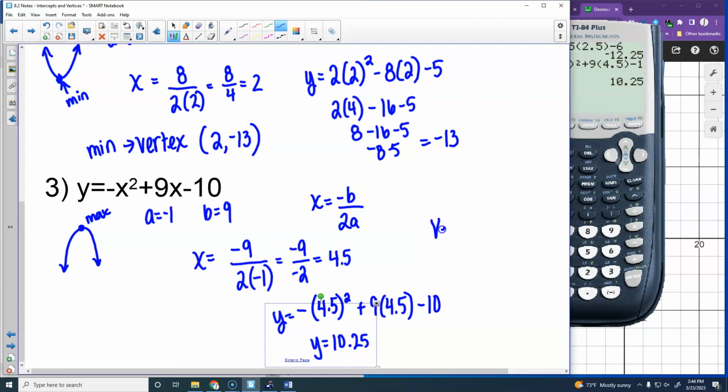So my vertex, or I could also call it a maximum, is 4.5, 10.25. Okay, everybody with me here?